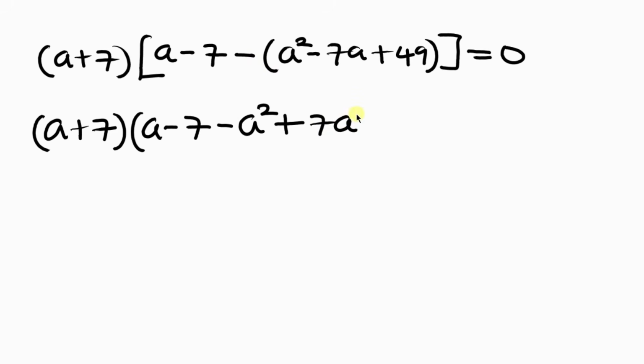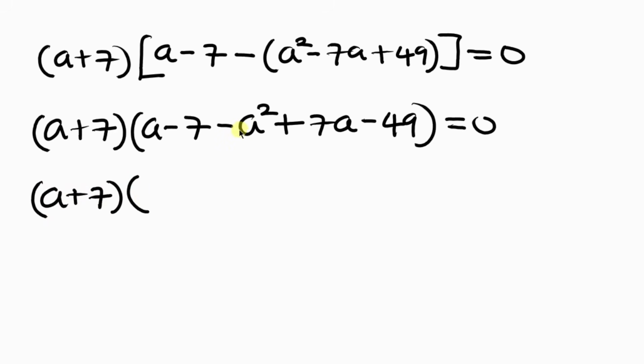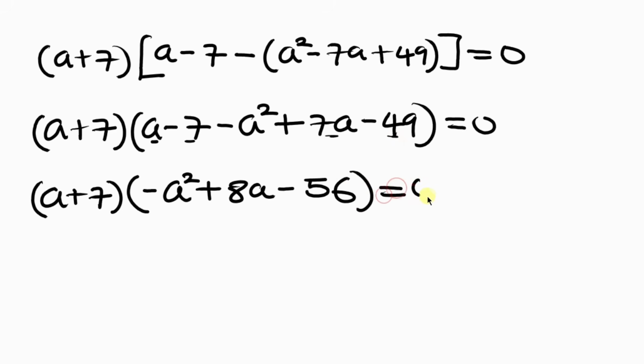And minus times plus is minus 49, and this is equal to 0. We simplify further. So this is a plus 7 times... Now I'm going to write this first, which is minus a squared. Now a plus 7a is plus 8a. And then negative 7, negative 59 is negative 56. Very good. This is 49. That's negative 56. And this is equal to 0.